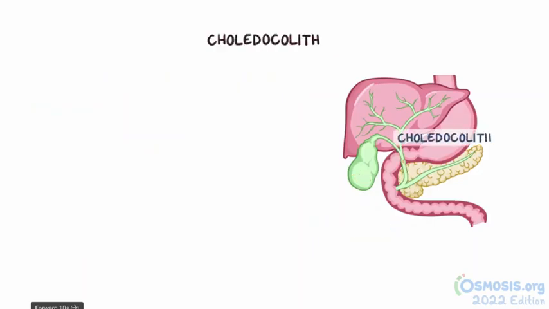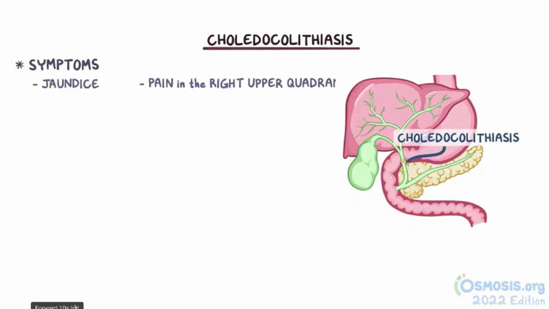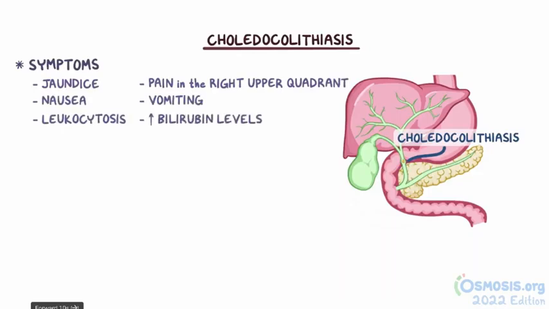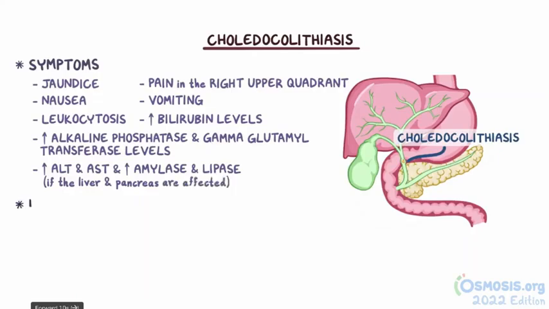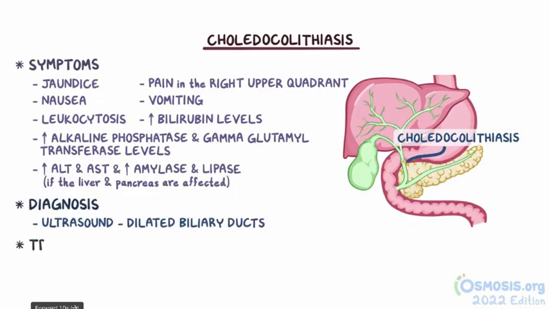With choledocholithiasis, the individuals present with jaundice, pain in the right upper quadrant, nausea, and vomiting. The blood work shows leukocytosis, high bilirubin levels, high alkaline phosphatase and gamma-glutamyl transferase levels, also high ALT and AST, and high amylase and lipase if the liver and pancreas are affected. The ultrasound shows dilated biliary ducts. Treatment is IV fluids, antibiotics, and ERCP.